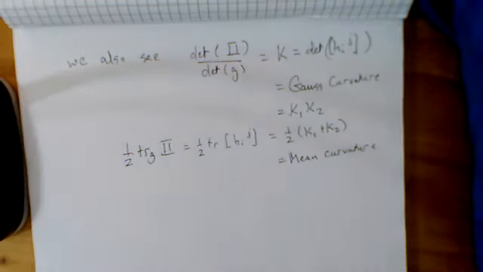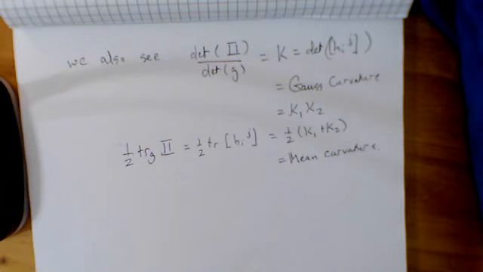Okay, we'll pause here for now, and we will continue next time with some examples where we work out what all these objects are for rotationally invariant surfaces.